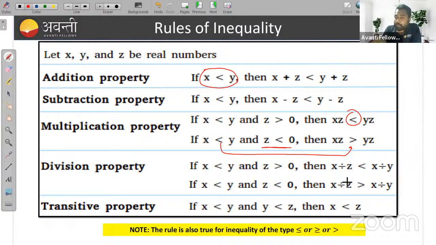What happens in the division property? If you are dividing both sides of the inequality by a positive quantity, then the sign will not be changed. If you are dividing by a negative quantity, then the sign will be reversed. So these are some rules we have seen in the last class. So let's move to the next slide.